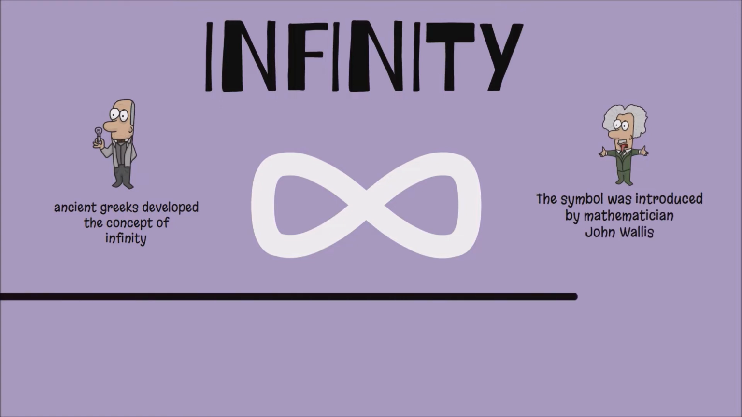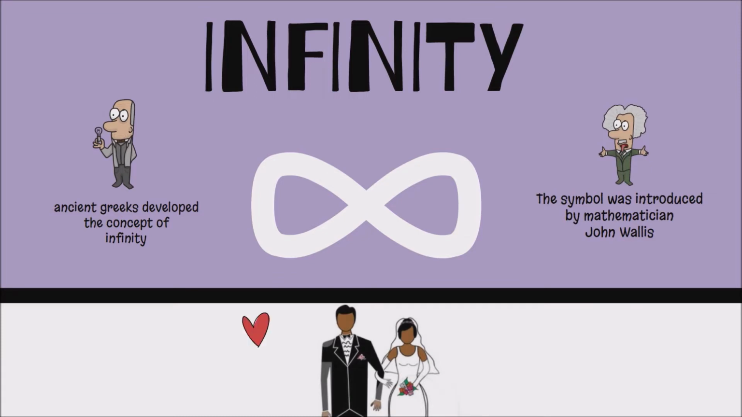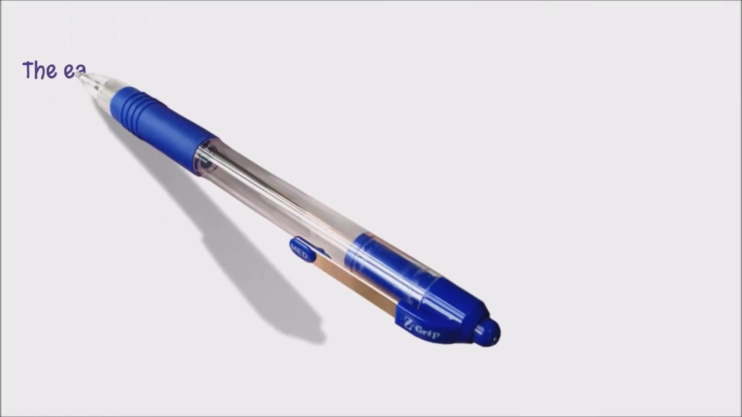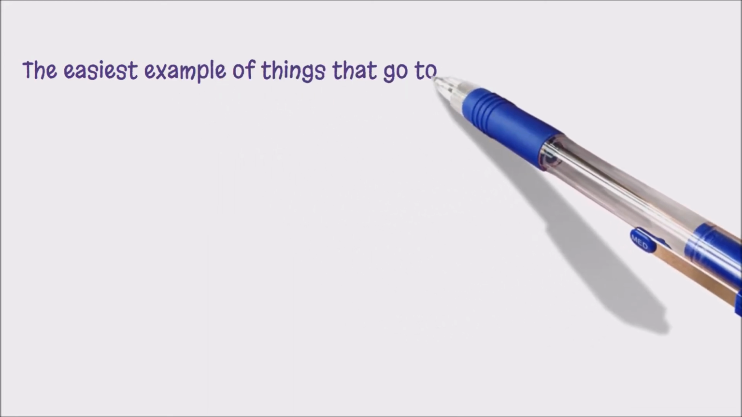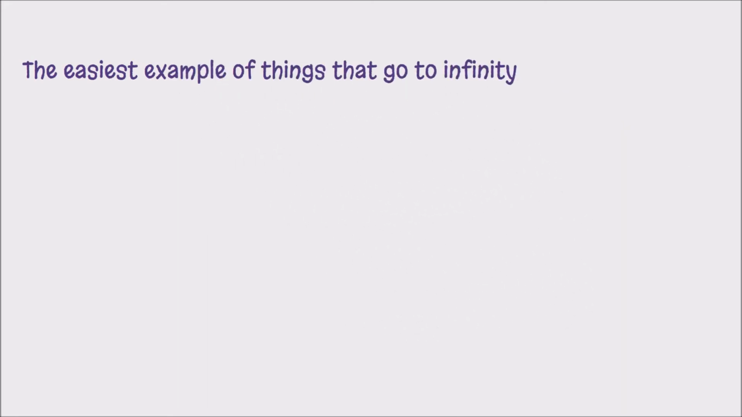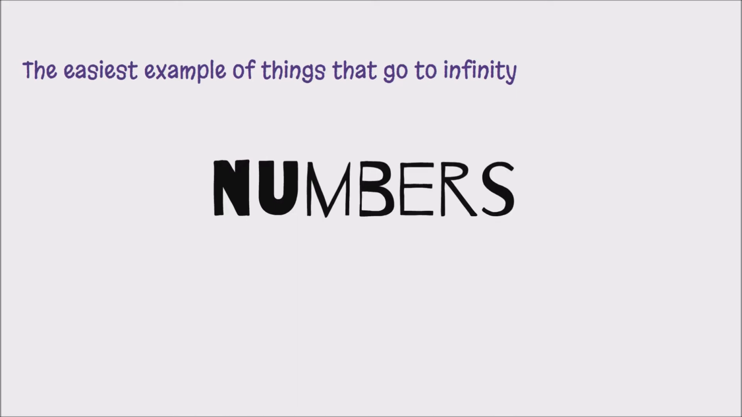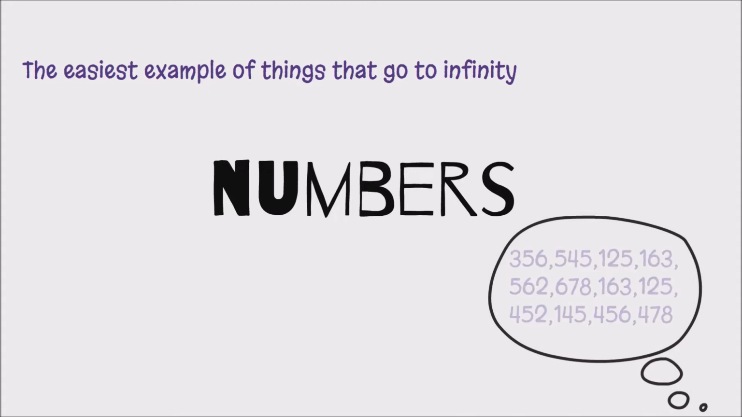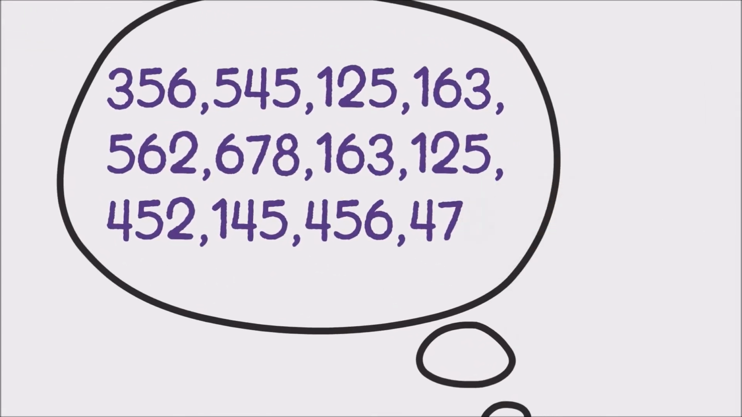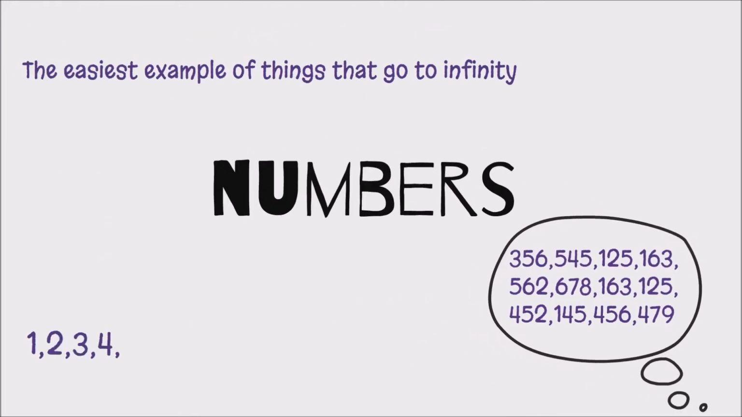Today, not only is the infinity symbol used in math, but also as a symbol of love. Now, the easiest example of things that go to infinity, apart from love of course, is numbers. That's right, numbers have no end, which means that if you try to imagine the highest possible number you can think of, there are even higher numbers that exist. Or if you try to count all numbers, you could never get to the end.